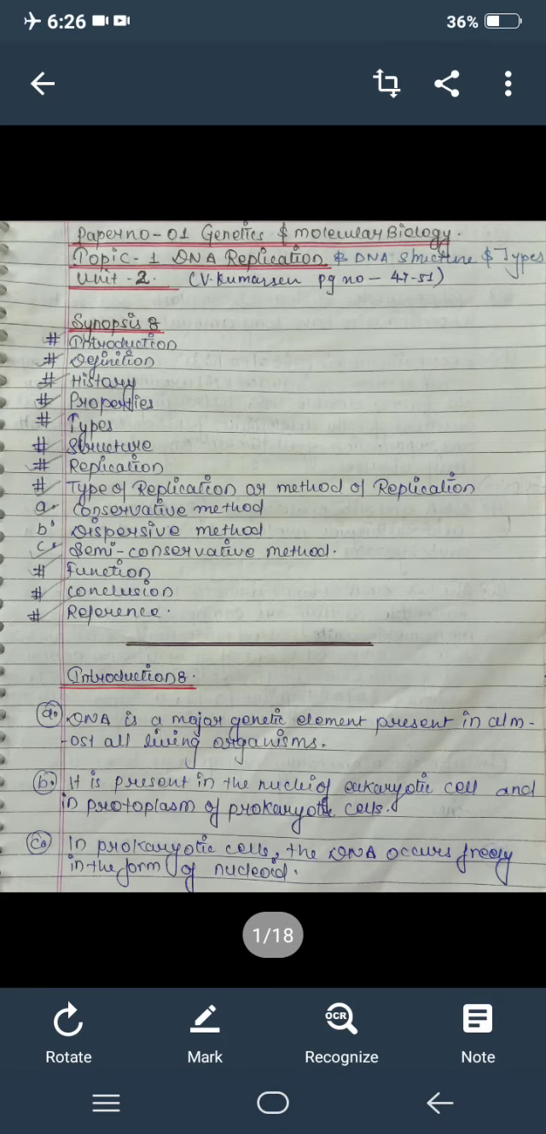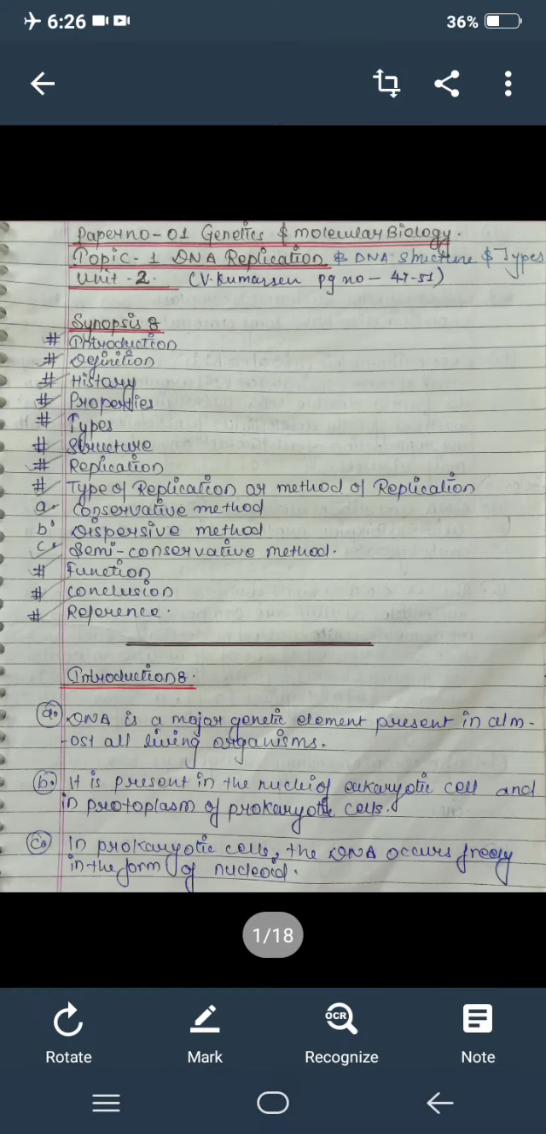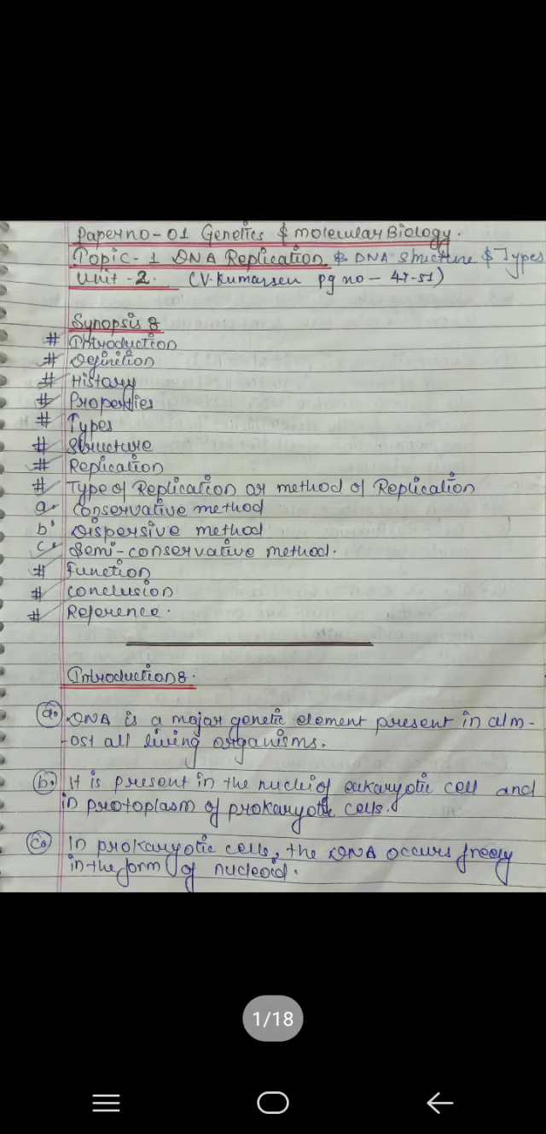Now let us see the synopsis, which includes the following: introduction, definition, history, properties, type, structure, replication, type of replication or method of replication, conservative method, dispersive method, semi-conservative method, function, conclusion, reference. Now let us see the introduction.